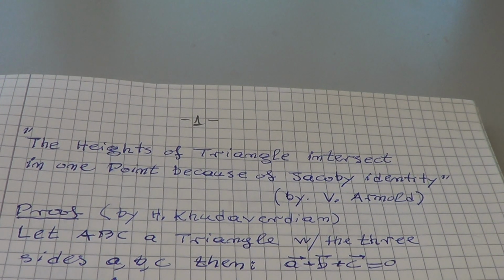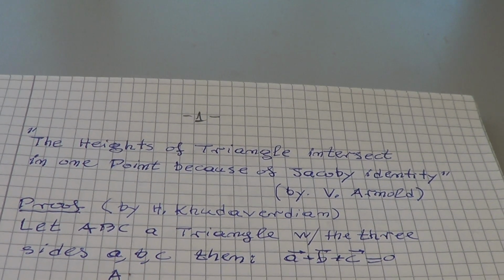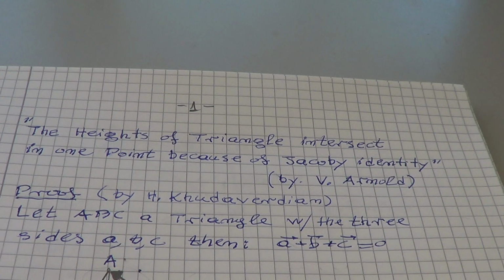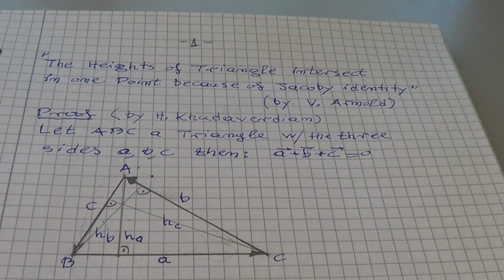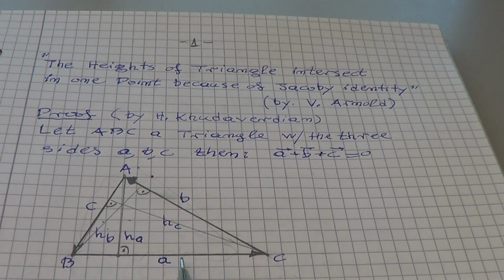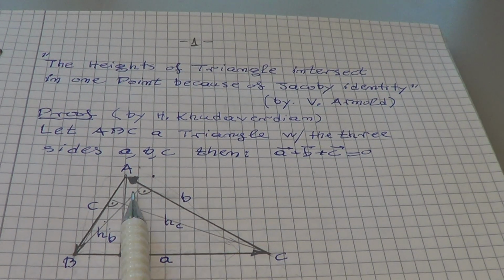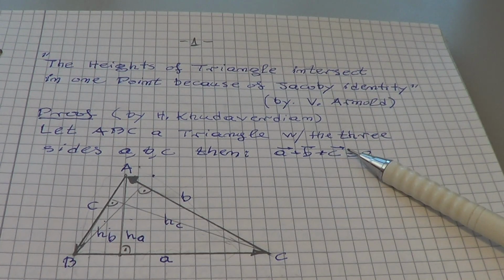Here I'm going to present his proof as simple as possible. We have a triangle ABC with three sides A, B, and C. If we see these sides as vectors, then we have the obvious expression A plus B plus C equals 0.